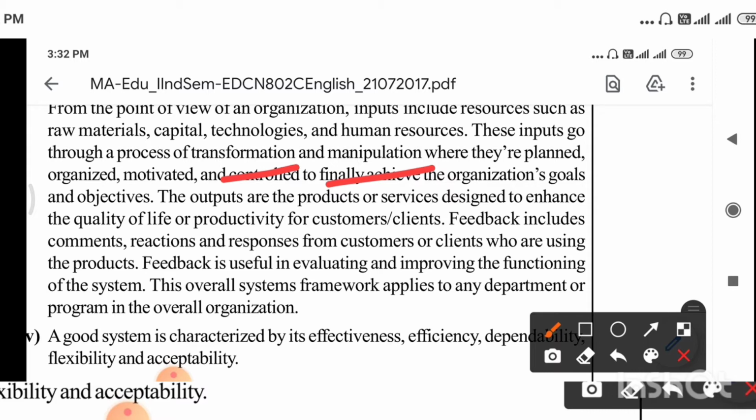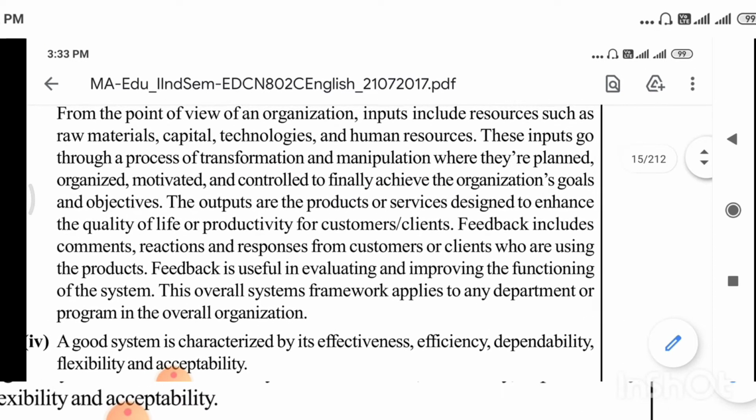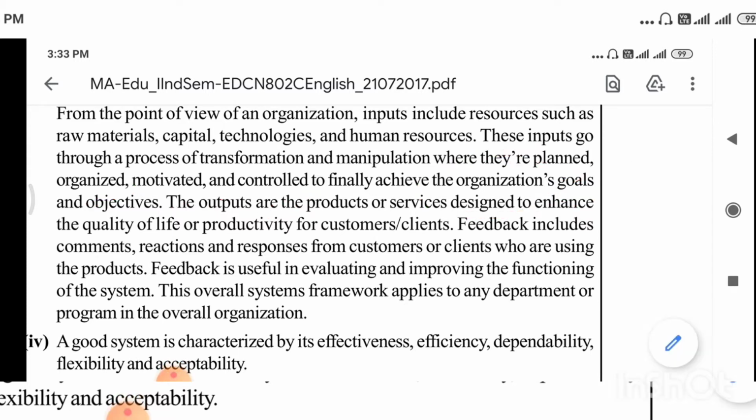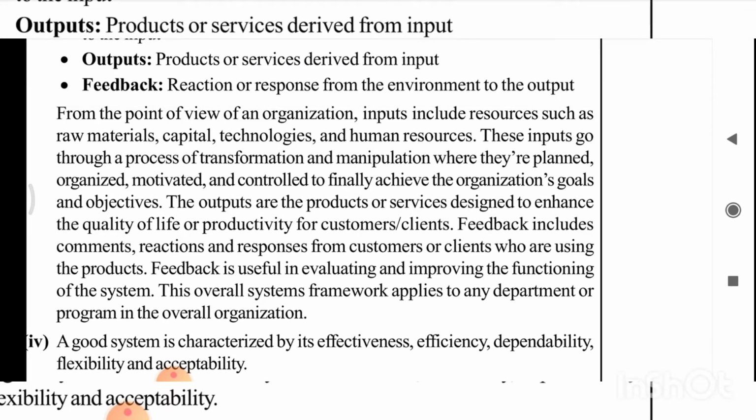And then what they do with that inputs. Let's see, they plan for it. First of all, the planning is very important factor. Then they organize it, then they motivate it, they control it, and finally the organization achieves its goal and objectives. The outputs are the product or the services designed to enhance the quality of life or productivity of the customers or the clients. Then finally all these things they collect, the inputs they collect, and what comes is the outcome, the result for the customer or for the client.